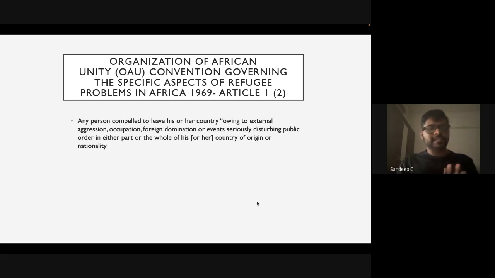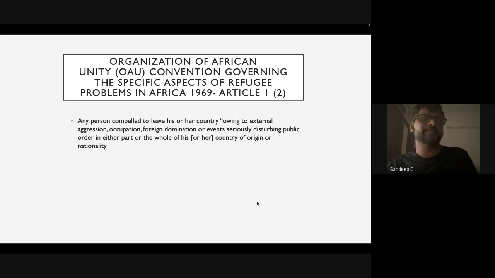As you know, Africa was one of the continents which witnessed a series of civil wars as well as international wars between countries within the African continent. So the members of the African Union recognized the need for a specific regional convention to protect the interest of people within the African continent who may become refugees within the continent itself. Okay, so they drafted their own convention.